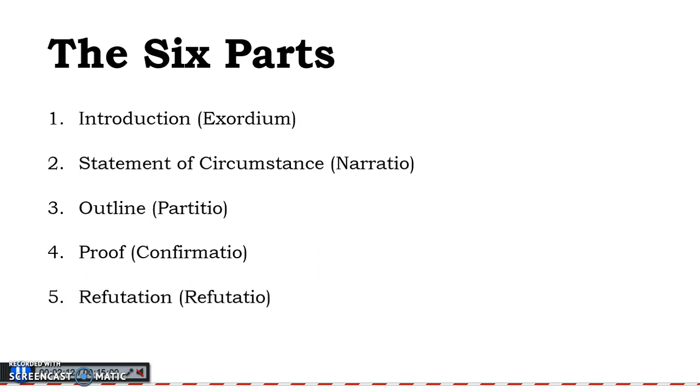No argument is complete without consideration of counter-arguments. So the 5th part of the classical model is the refutation stage, or the refutatio stage, where you consider the best arguments against your own argument and then refute those arguments.